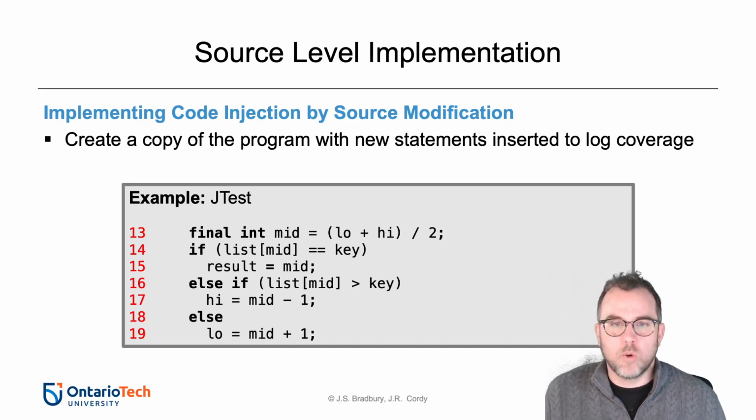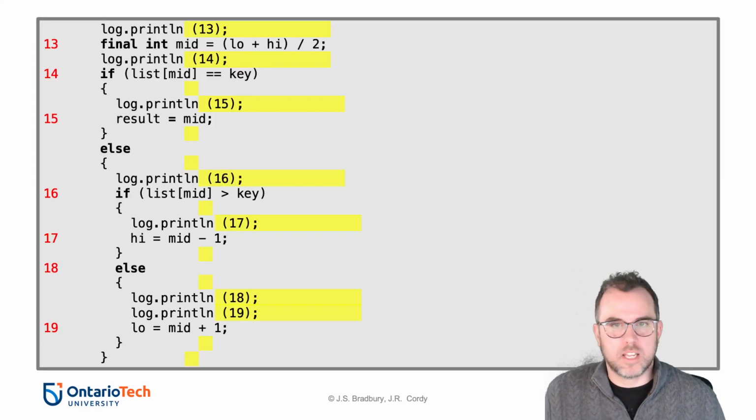In any case, if we wanted to modify this source to log the coverage, what we could do is something like this. And you see how my highlighting is all off? I'm really sad about this.